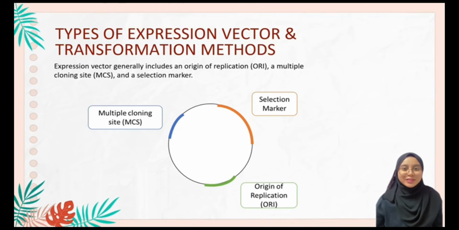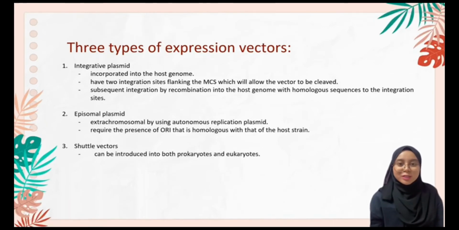Expression vectors typically include an origin of replication, a multiple cloning site in which the gene of interest will be integrated, and a selection marker for selection of the recombinant strain. There are three types of expression vectors that are used in the industry.